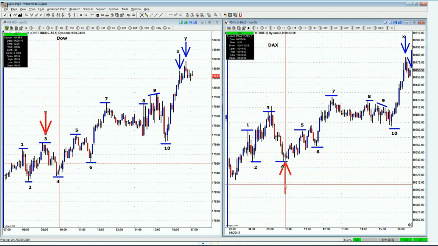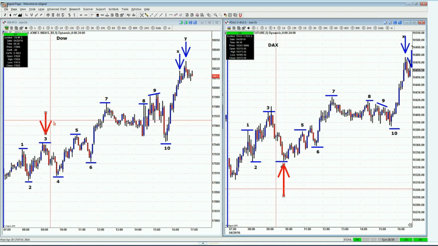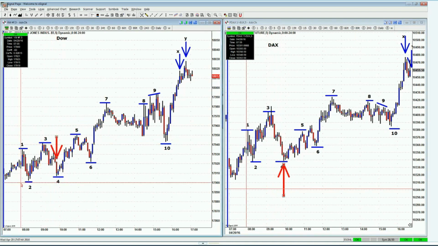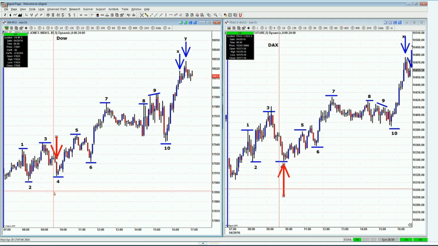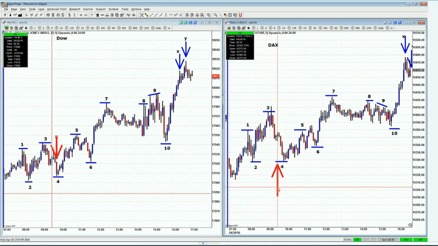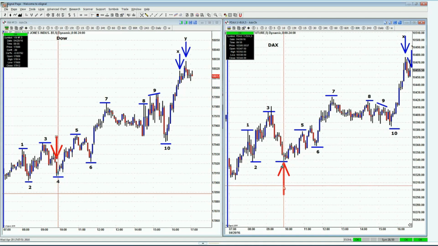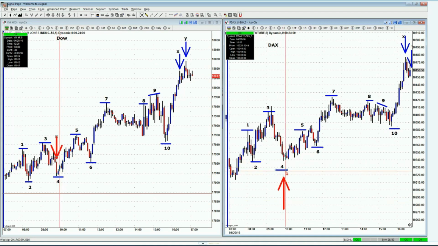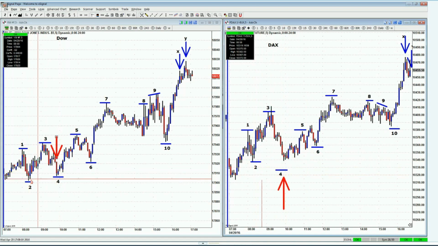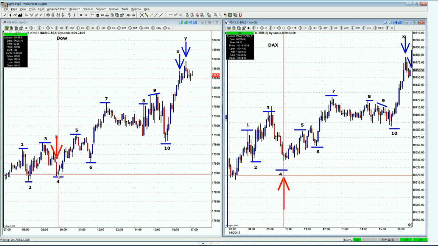Then both indices trade down to point 4. Point 4 is higher than point 2 on both indices, even though in the DAX it's very marginal. Imagine for the sake of argument that point 4 was lower than point 2 on the DAX chart. Let's say it was down here. What would that mean for me, if I could observe that the DAX has made a lower low, but the Dow had made a higher low? What that would mean for me is that it would set up a potential buy signal.